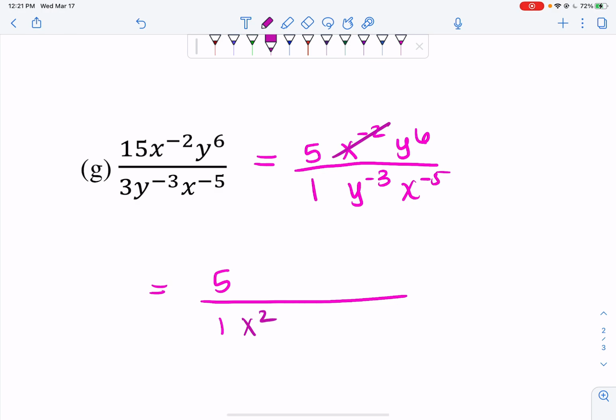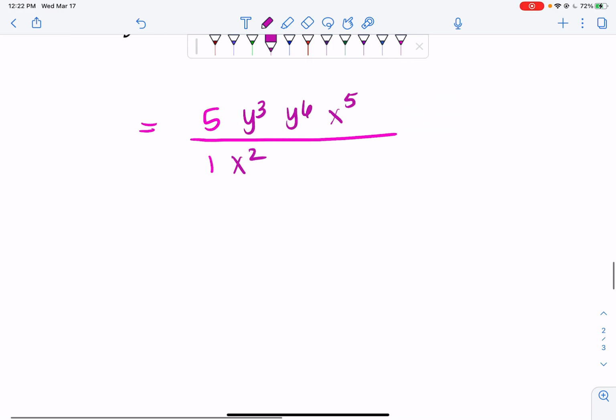What I'm going to do is cross out things as I rewrite them. I don't like where my y to the negative 3 is, so I'm going to rewrite it up in my numerator. I like where my y to the 6th is, and I don't like where my x to the negative 5 is. Now I combine. We know y to the 3rd and y to the 6th will give us y to the 9th, so I have 5y to the 9th over 1x squared. So I have 5y to the 9th, x to the 5th over 1x squared.